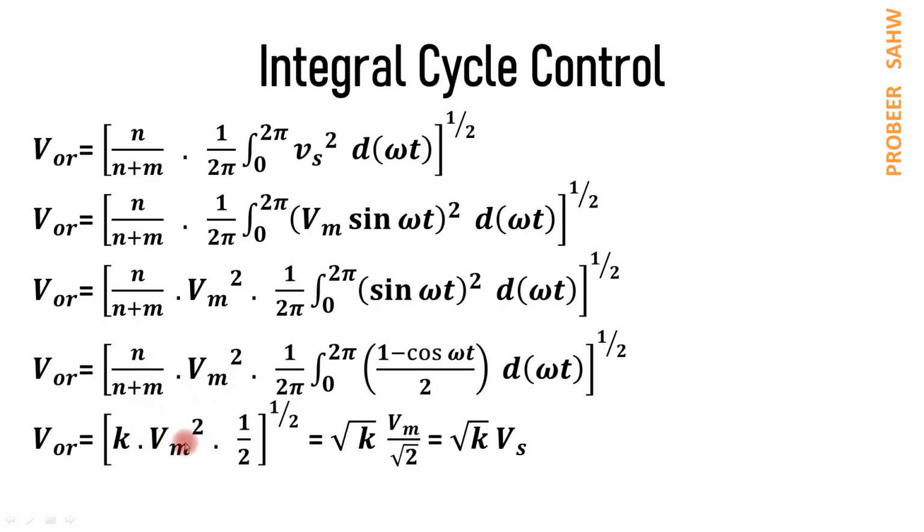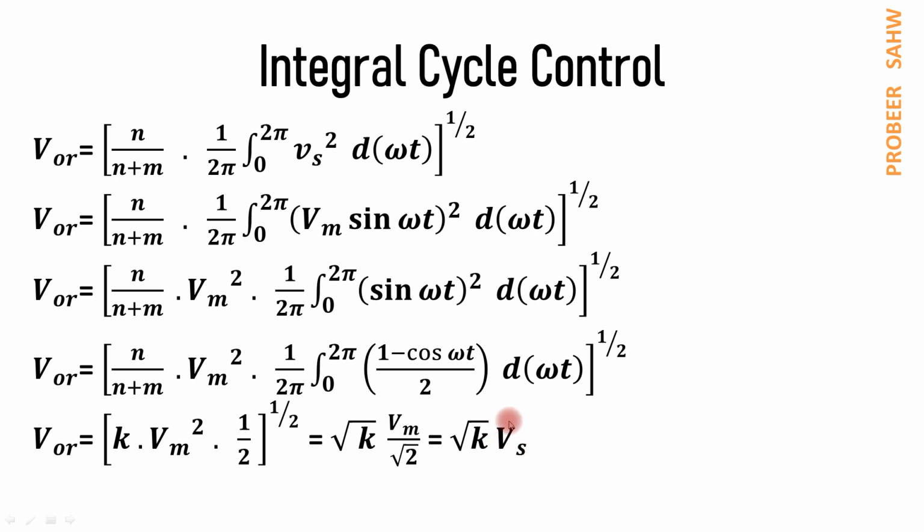Vm square will be written as it is, and when we solve this integration, the output of this integration will be 1 by 2. So it is whole to the power 1 by 2. So RMS output voltage becomes root k times of Vm upon root 2. And Vm upon root 2 can be written as Vs. Capital Vs is the RMS value of the supply.